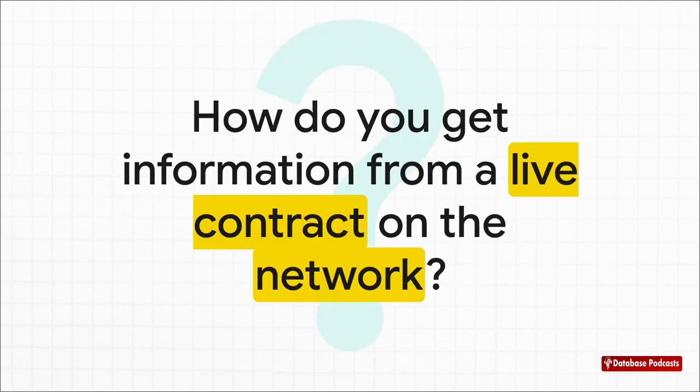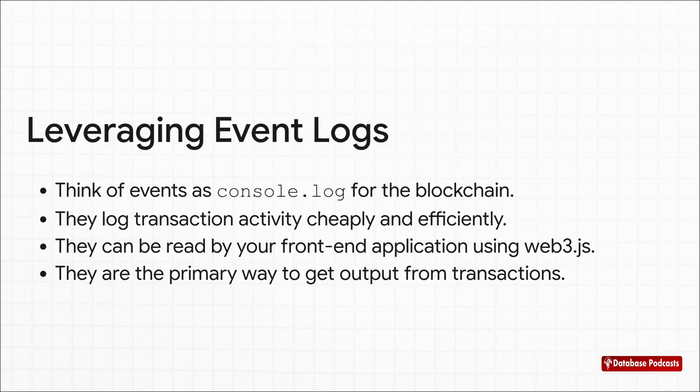Okay, so you've tested it like crazy, you've deployed it, it's live, but you still need to see what's going on. Since transactions on Ethereum don't really have return values in the way you might be used to, how do you actually get information back from it? And this, right here, is why events are so incredibly important. Seriously, just think of them as console.log for the blockchain. Your contract can emit an event to shout out that something important just happened. Your front-end application can then listen for these events to confirm that a transaction went through successfully.